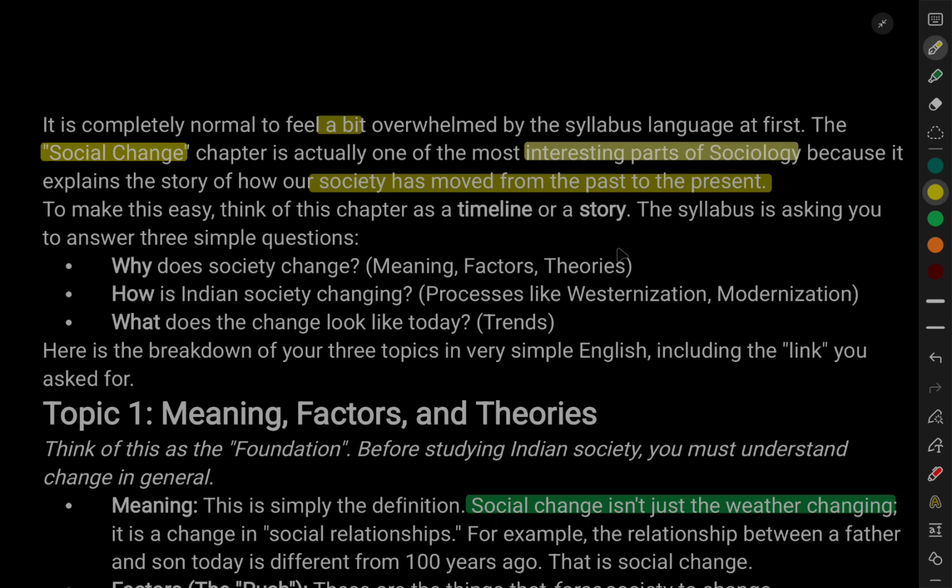To make this easy, think of the chapter like a timeline or a story. The syllabus is asking: why does society change? That means the meaning, factors and theories. Number two, we will study how Indian society changes, and what the processes are, like westernization and modernization. And number three, we are going to study what the change looks like today, meaning the main trends that we see today.